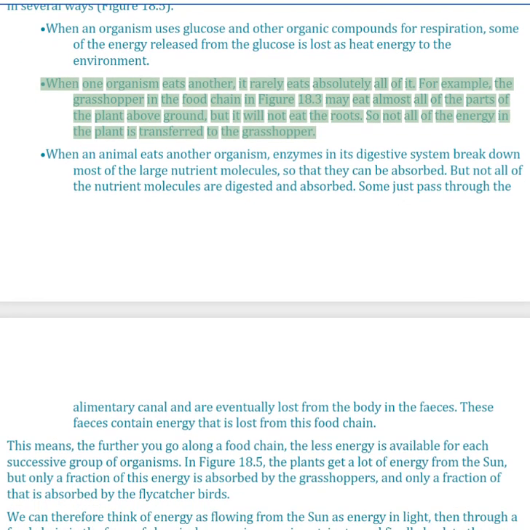When one organism eats another, it rarely eats absolutely all of it. For example, the grasshopper in the food chain in Figure 18.3 may eat almost all of the parts of the plant above ground, but it will not eat the roots. So not all of the energy in the plant is transferred to the grasshopper.